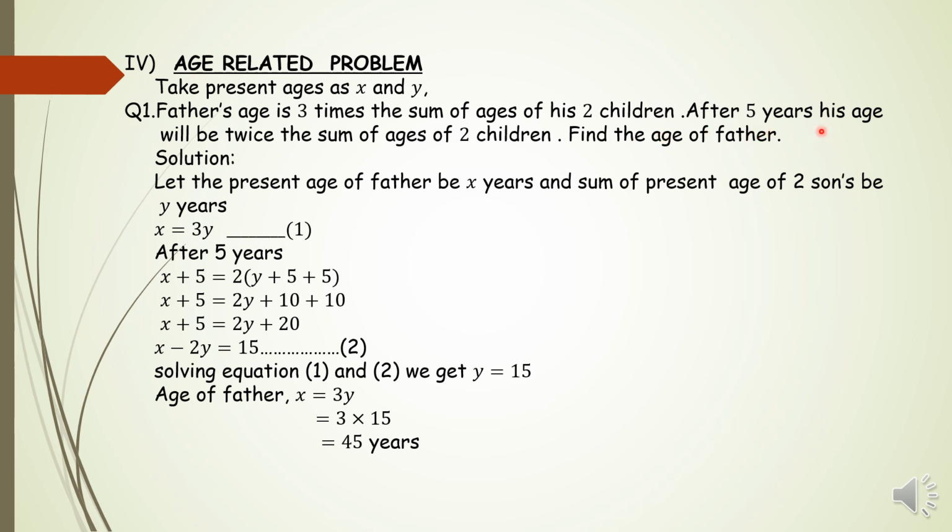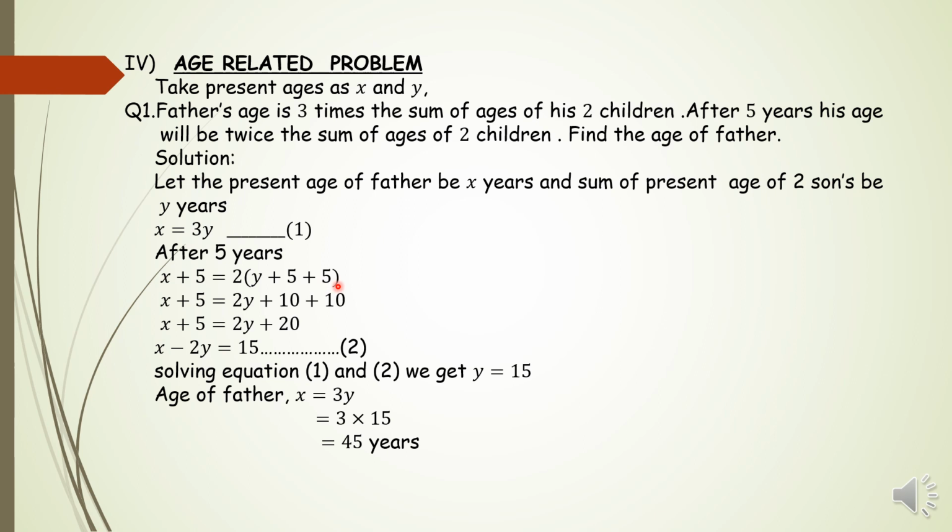And continue reading the question. After 5 years, can you tell me the father's age? Father's age is X plus 5. So after 5 years, we are going to write the equation. After 5 years, father's age becomes X plus 5 is equal to twice, twice means 2 times, twice the sum of ages of two children. So 2 into (Y plus 5 plus 5).